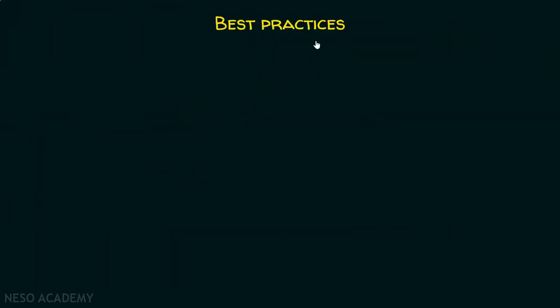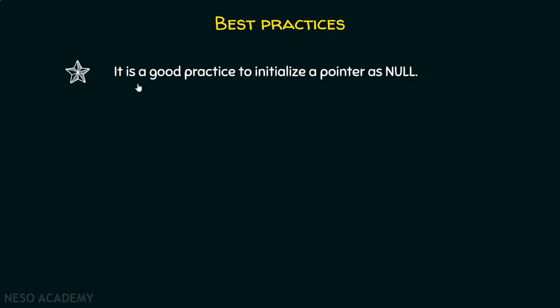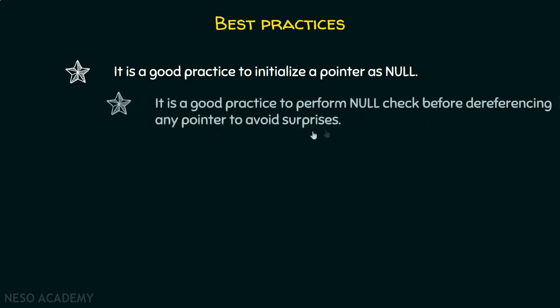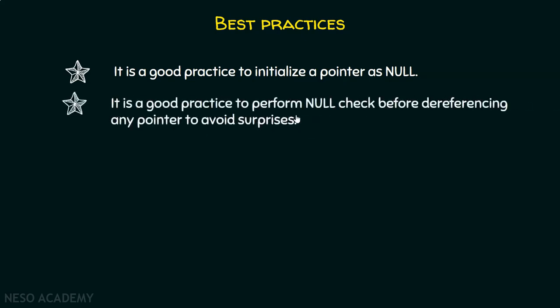Now let's discuss some best practices. Here, it is good practice to initialize a pointer as null. It is a very good practice, let me tell you. A pointer should be initialized to null if it is not pointing to some valid memory address. So it is a good practice to initialize a pointer as null to avoid any errors, of course. Also, it is a good practice to perform a null check before dereferencing any pointer to avoid surprises. Before dereferencing a pointer, we should perform a null check.